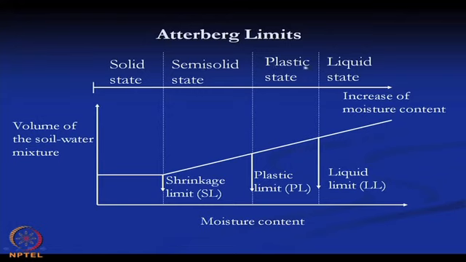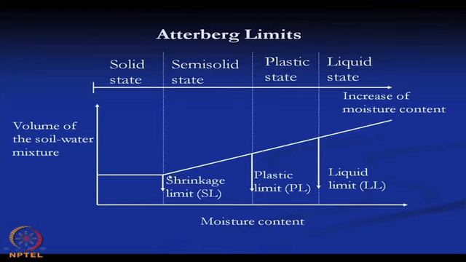The junction of the plastic state and the liquid state is called the liquid limit. So, these three are the limits: the liquid limit, the plastic limit and the shrinkage limit. The liquid limit is the limit where soil changes its state from liquid to plastic or vice versa. Similarly, the next limit is between the plastic state and the semi solid state, and that limit is called the plastic limit. And the third limit is between semi solid and solid, and this limit is called the shrinkage limit.